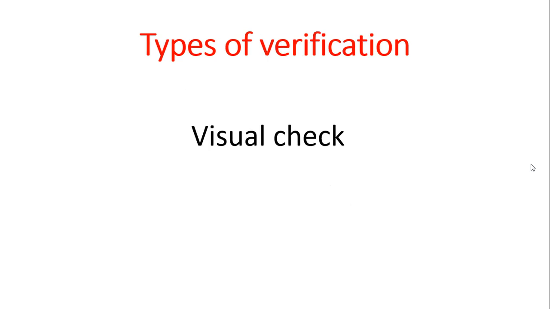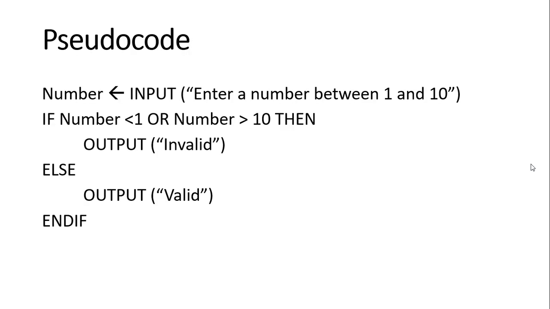Verification. There are 2 methods of verification. The first one is a visual check. All this is you compare the data entered with the original side by side. Double entry. This is another method of verification. This is where 2 different people enter the same data and then it's compared to ensure that the data entered is correct. Let's have a look now.